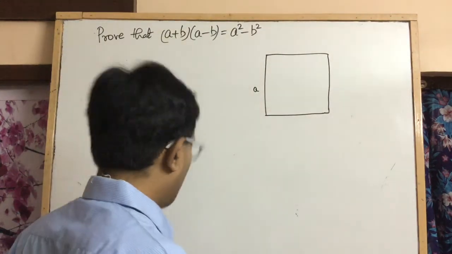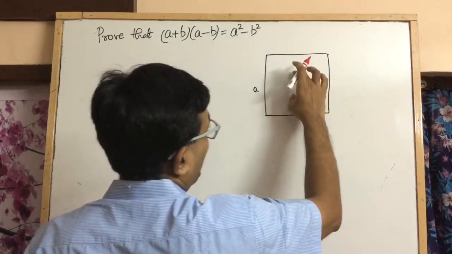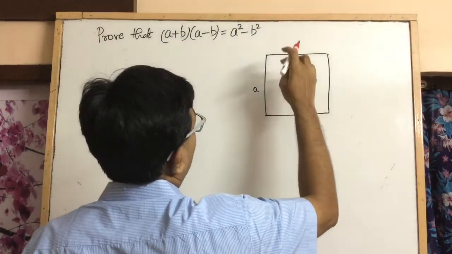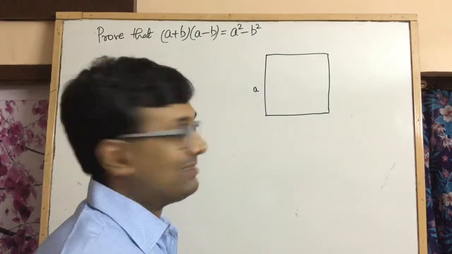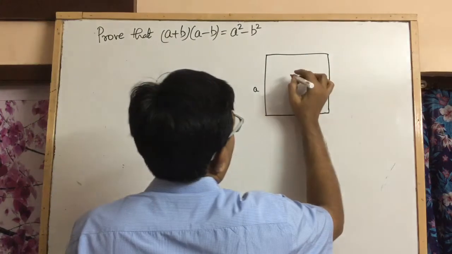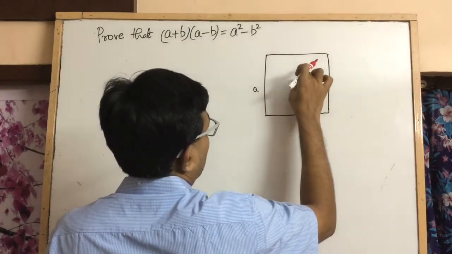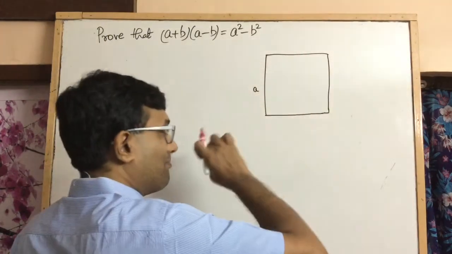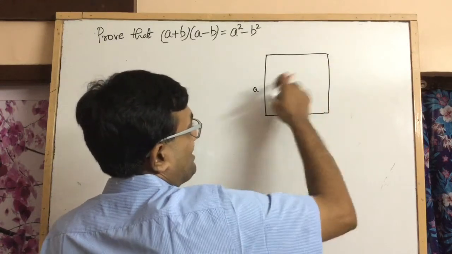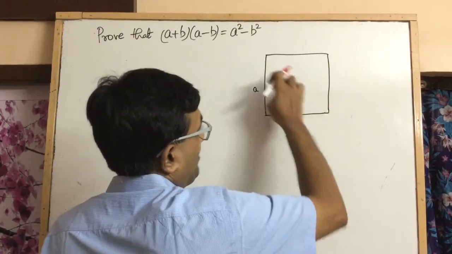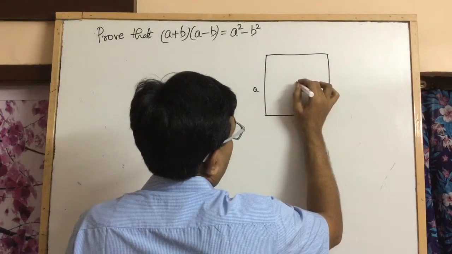Then let's draw another square whose side length is b and place it inside the square. For the sake of simplicity, I presume that b is less than a, right? So we are placing the other square such that the centers of both squares meet, meaning the point of meeting of the two diagonals, or the midpoints of the four sides. That's what I call the center of the square, right?